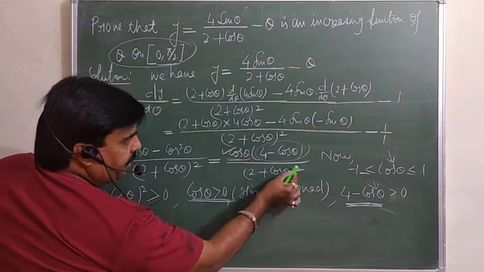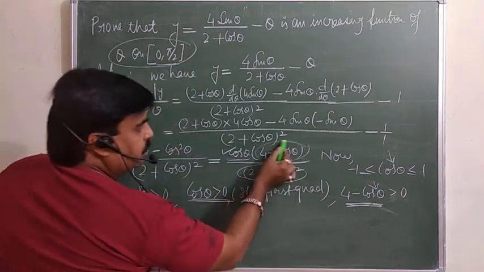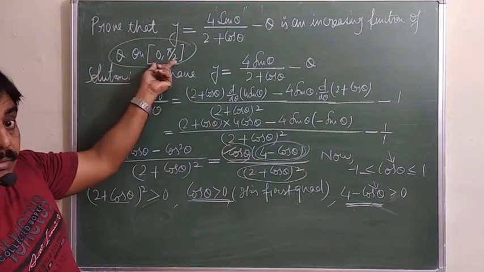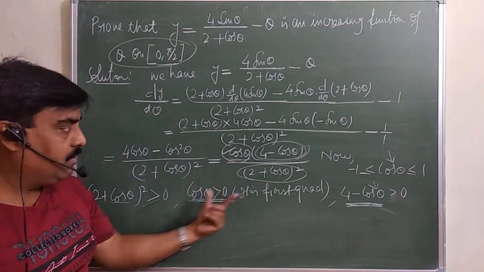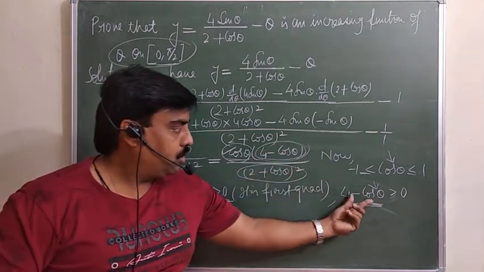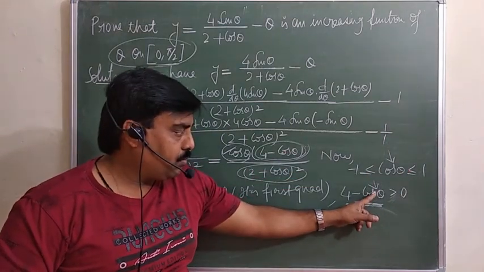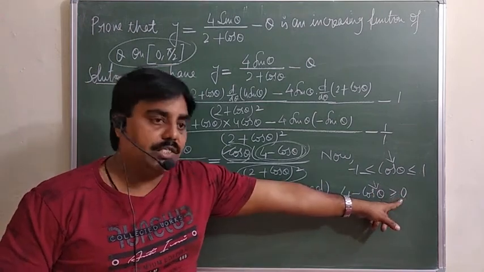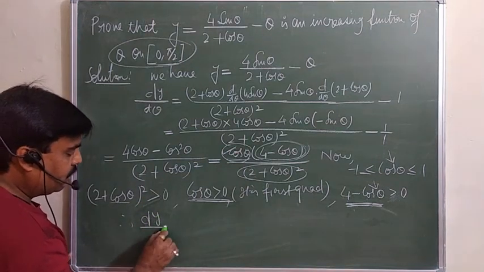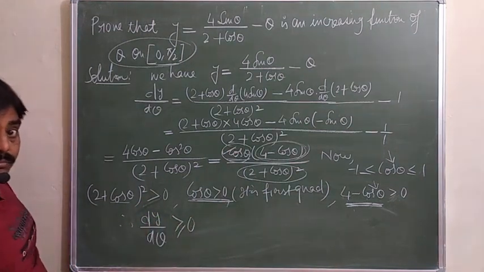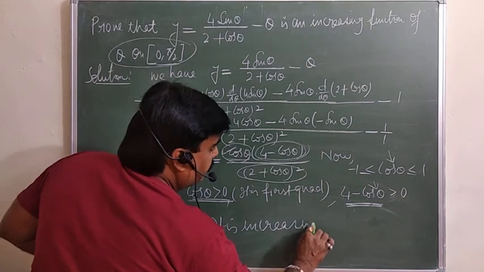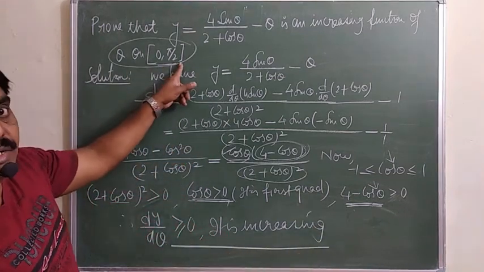So finally what you are getting: this is positive, this is also positive, and this value is also positive. Look here, cos theta is in the interval, so it is in the first quadrant and always positive, and the square is always positive for any value of cos theta. And this will also be positive, because cos theta lies between these values; any value you put for cos theta, subtracted from 4, will be greater than 0. So this is positive, this positive, and positive. So finally dy over d theta is greater than or equal to 0. So you can say it is increasing in this interval. Have a look.